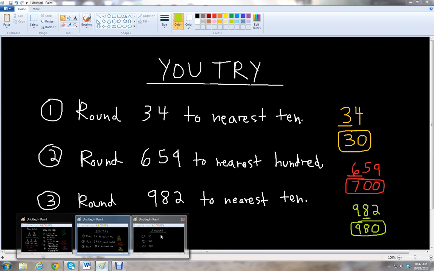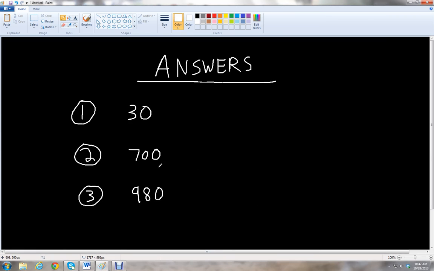And let's check our answer key. 30, 700, 980. So if you got these answers right, very good job. And you understand how to round numbers to the nearest 10 and nearest 100.